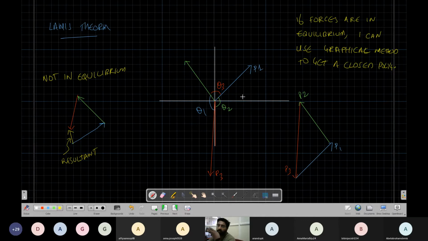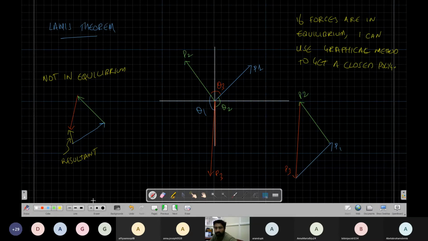So this is applicable only for three forces. We can use this only for three forces, and the forces should be in equilibrium. That is when Lami's theorem is used. So what is Lami's theorem? Now what I will do is superimpose this angle. This angle is between P1 and the green force P2, which is angle theta 3, so I'll try to create the angle there.